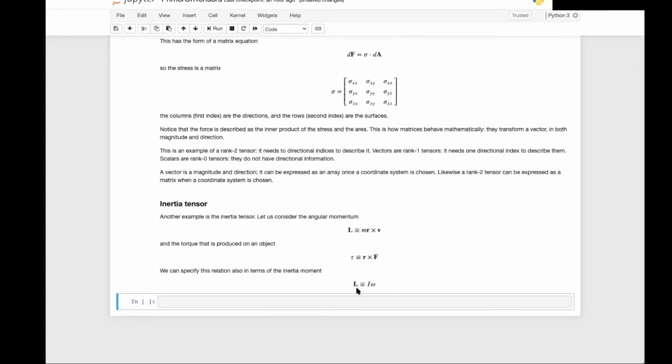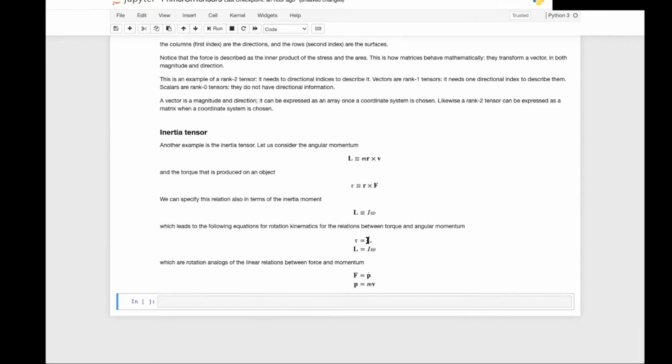We can define the angular momentum as the moment of inertia times the angular velocity. And this leads to the following equations for rotational kinematics, for the relationships between torque and angular momentum. The torque is the time derivative of the angular momentum, and the angular momentum is the inertia moment times the angular velocity. These are rotational analogs of the linear relations between force and momentum. The force is the time derivative of the momentum, and the momentum is the mass times the velocity.